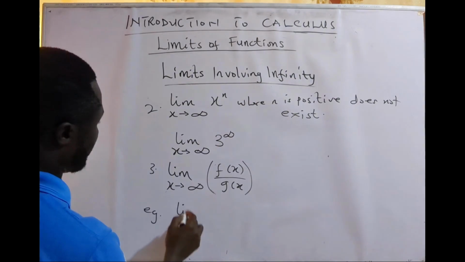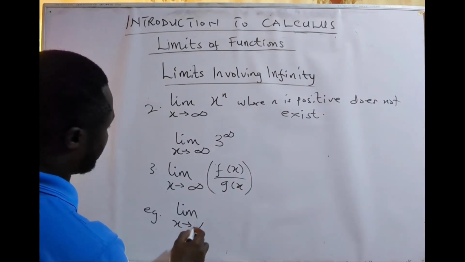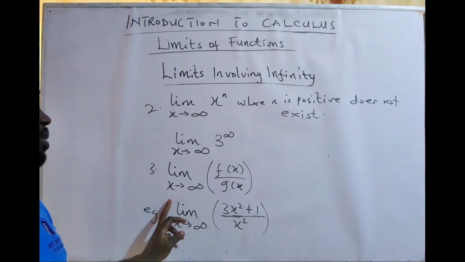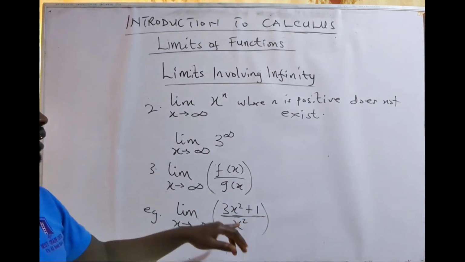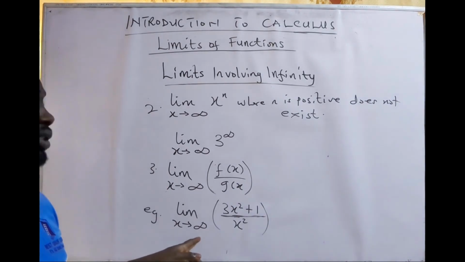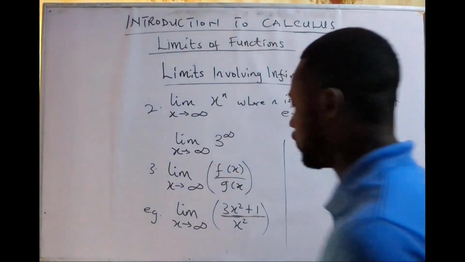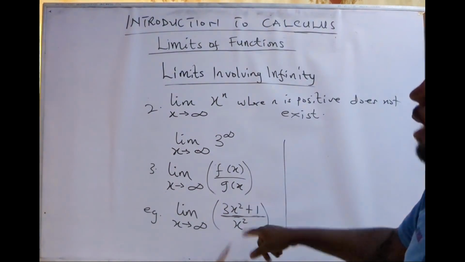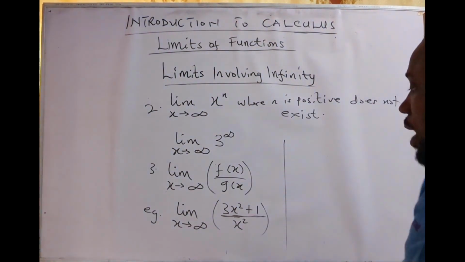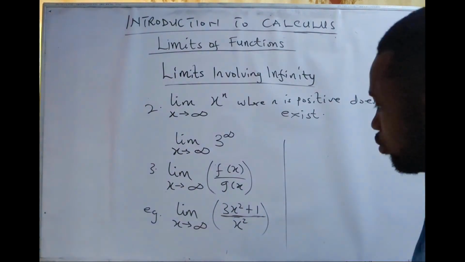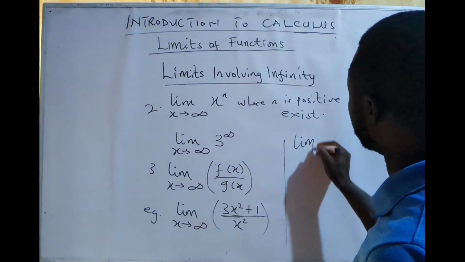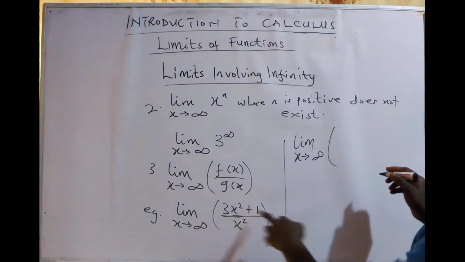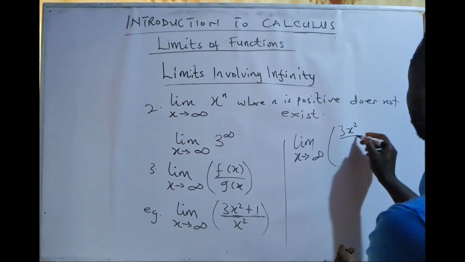If I have the limit of this particular function, let's take a function like this: the limit of 3x squared plus 1 all over x squared as x approaches infinity. If I want to find the limit of this one, with a rational function like it, we divide through by the highest power of x. What is the highest power of x? x exponent 2. So the highest power of x is x squared. So we have 3x squared over x squared.